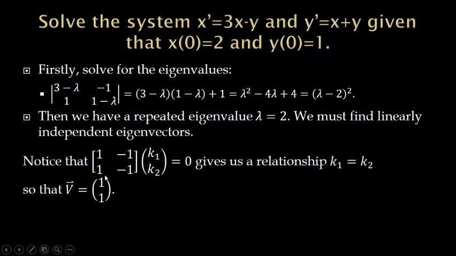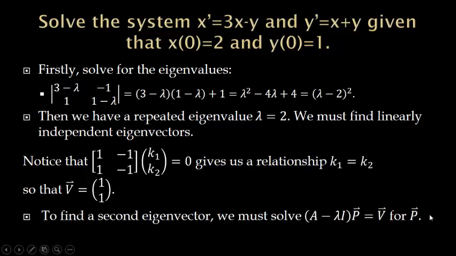The problem here that makes this kind of unhappy news is that these are multiples of each other. So it only gives us 1 eigenvector right away. Since k1 must equal k2, you can use 1, 1, you could use pi, pi, you could use 4, 4, whatever you choose. For the second eigenvector, we must solve this equation.